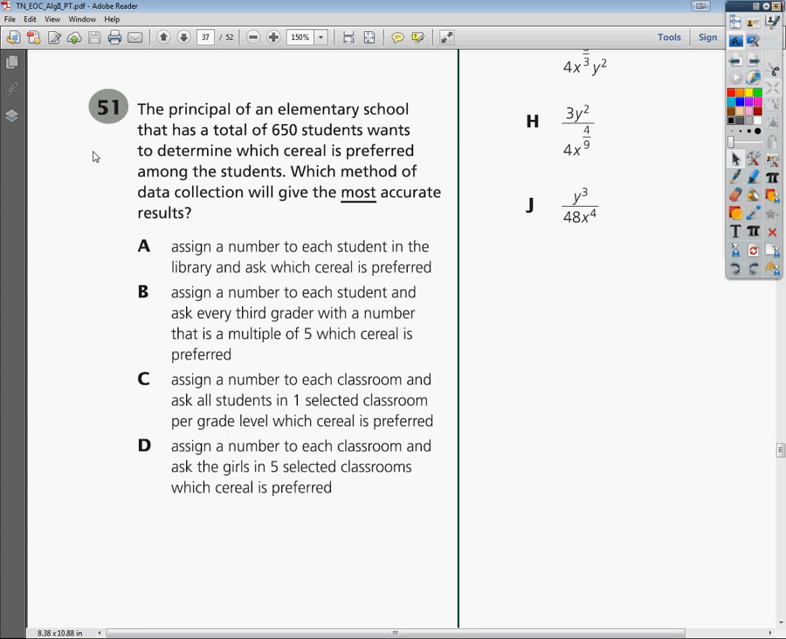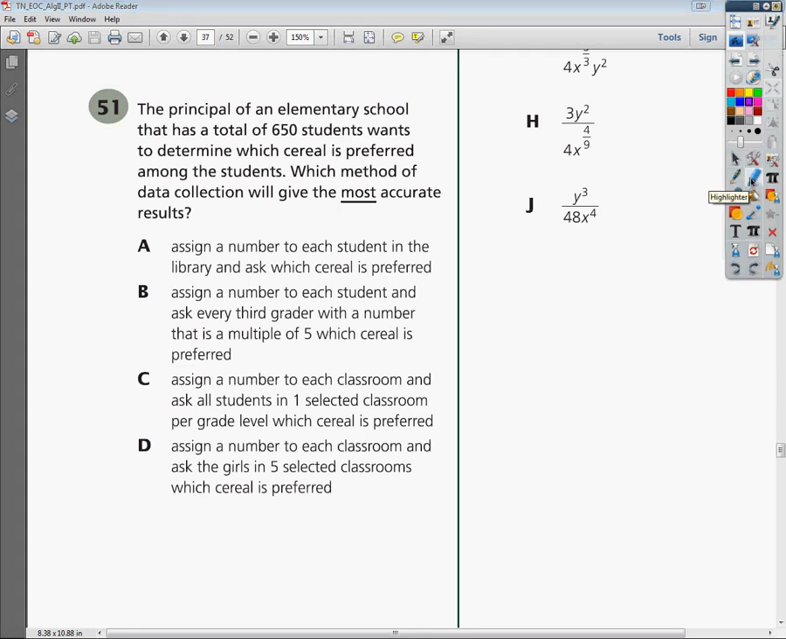Now, in this case, we're trying to get a total view of what the school thinks, so we need to make sure that we're being as least restrictive as we can possibly be. That's important. So we're going to look for restricting words, and we're also going to look for words that are more open, like all is a good word to look for if you're trying to get a nice sample set. Letter A says, assign a number to each student in the library and ask which cereal is preferred.